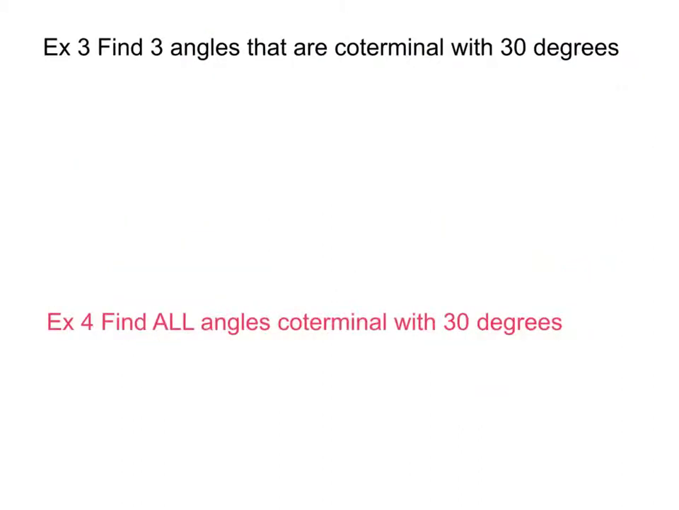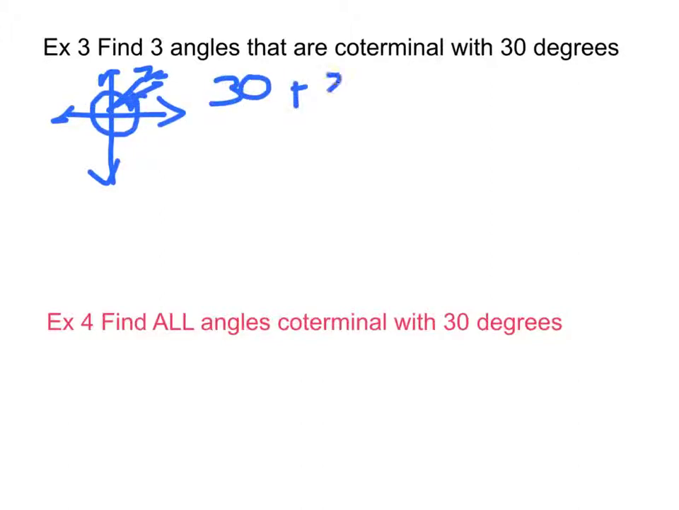An example of this says find 3 angles that are coterminal with 30 degrees. I like to draw the picture. So here's 30 degrees. Okay, I can add 360 to it. So I'd have 30 plus 360 and you end up with 390 degrees. That's coterminal. They end up in the same spot. I could go the other way around. Switch to red.